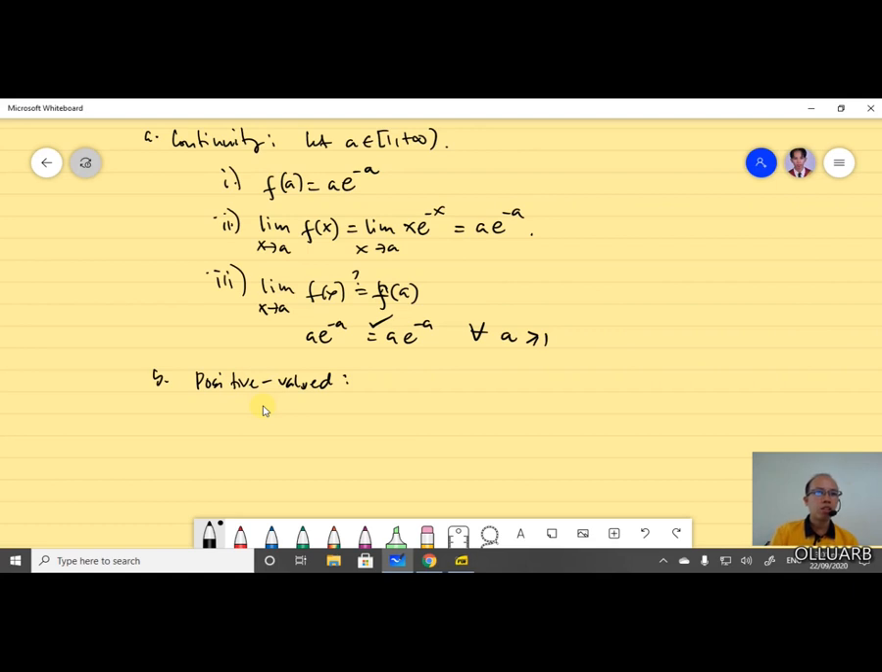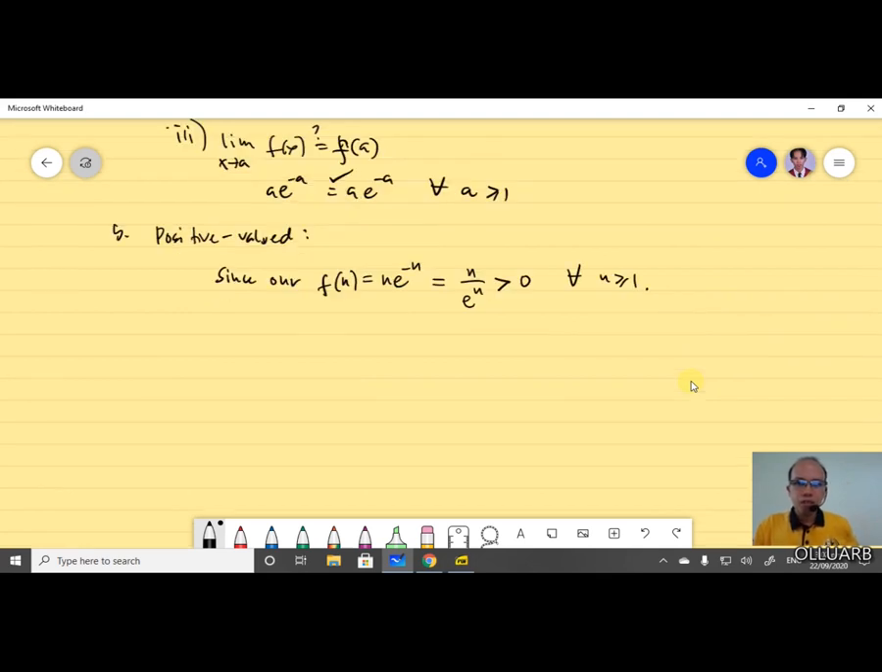Notice that since our f of n is equal to n e to the negative n, simplifying this gives n over e to the n, which is always greater than 0 for all n greater than or equal to 1. So f is positive valued.